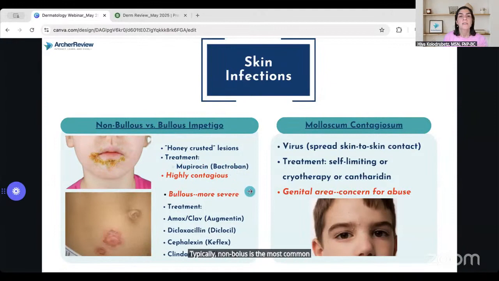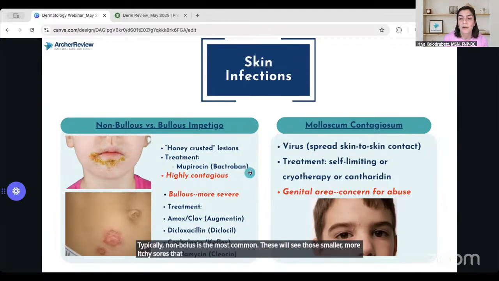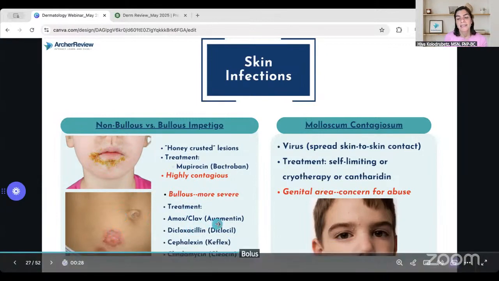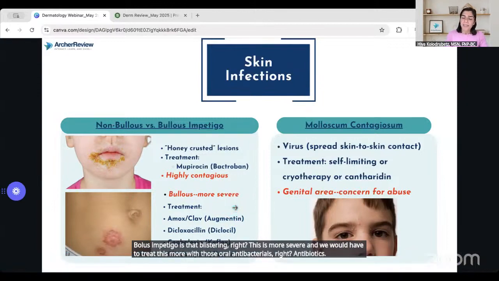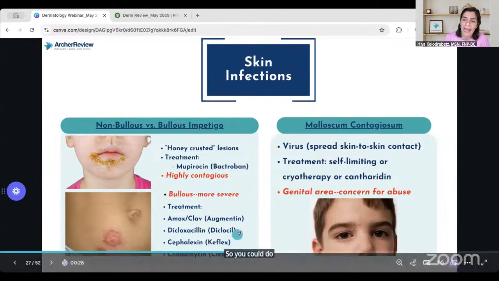These are those smaller, more itchy sores that rupture and ooze, and they develop that honey crusting color. And typically, we'll see it on the face, like you do in this picture, around the nose and the mouth. You can also see it on the hands. Bullous impetigo is that blistering, right? This is more severe, and we would have to treat this more with those oral antibacterials, right? Antibiotics. So you could do it with both oral and topical.